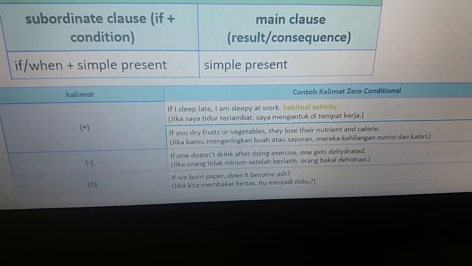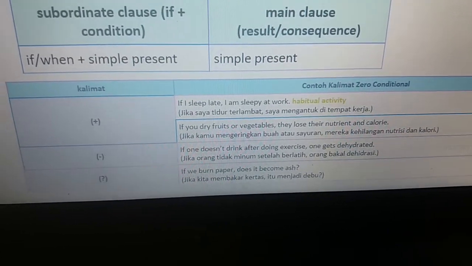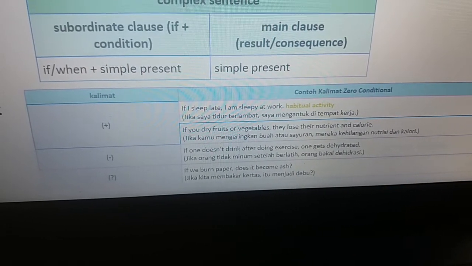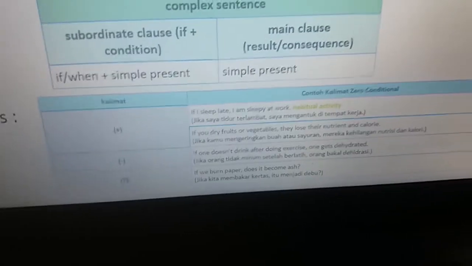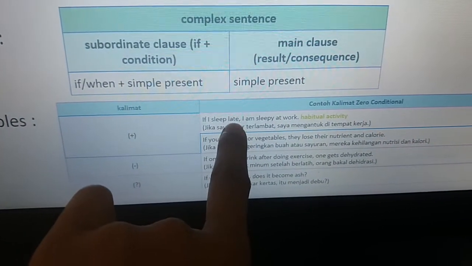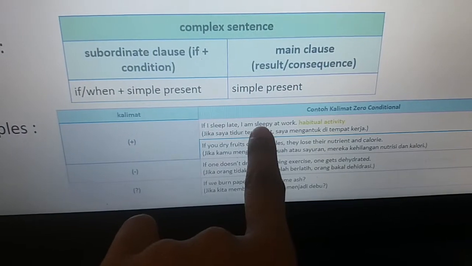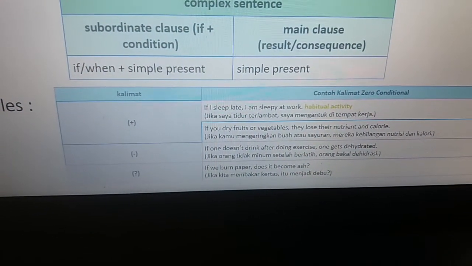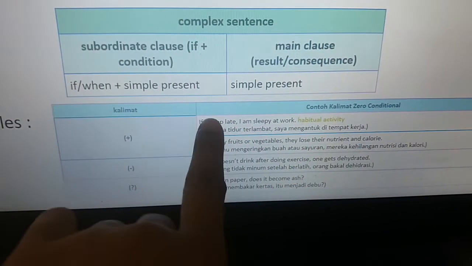For example, if I sleep late, I am sleepy at work. If I sleep late, then the result is what? I am sleepy at work. This is a habitual activity. Okay, more examples.